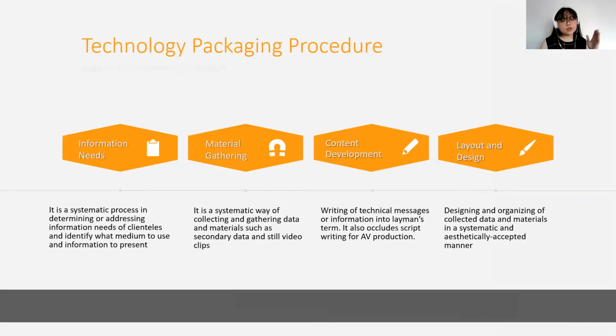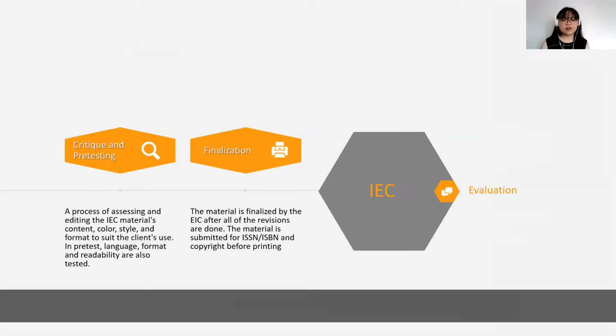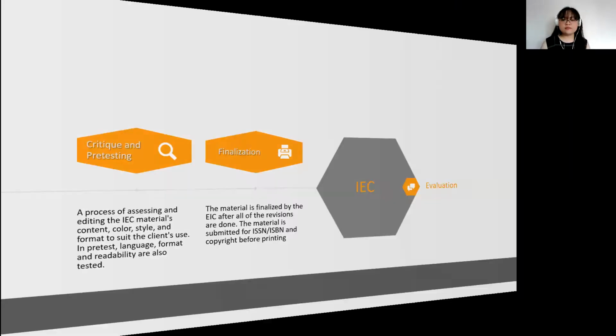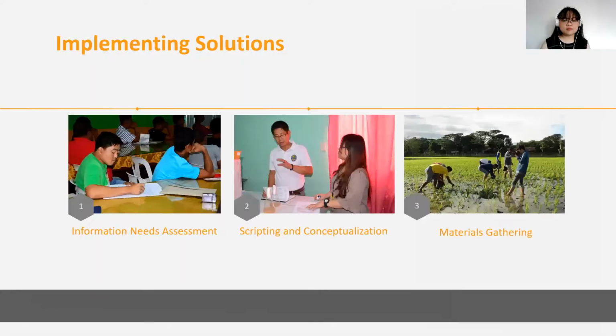So we start with information needs assessment, as I told you. INA is a systematic process of determining or addressing the information needs of clienteles, what medium to use and the information to present, and then gathering of materials, content development, layouting and design, critiquing, and then finalization. This is just an example of the process: INA, scripting. This is a video material for onion production.